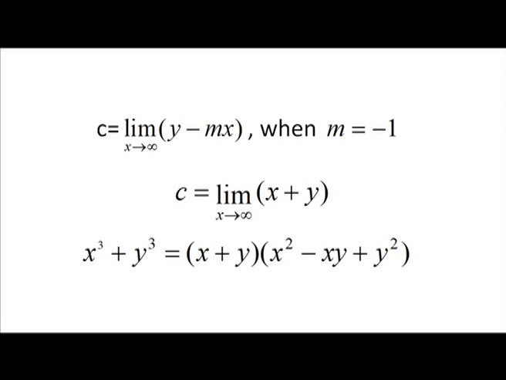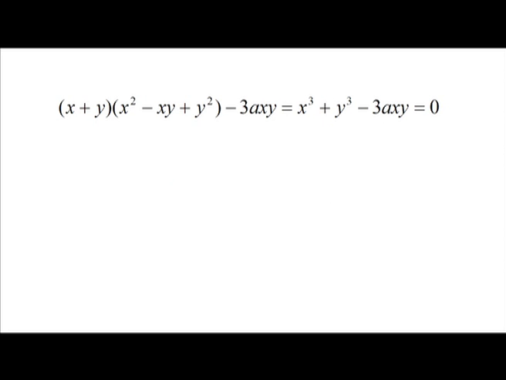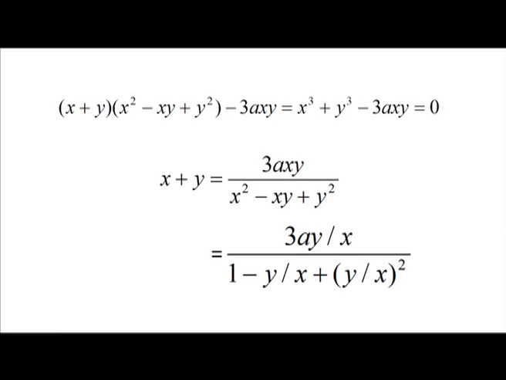We know that x cube plus y cube is equal to x plus y into x square minus x y plus y square. Thus, x plus y into x square minus x y plus y square minus 3 a x y is equal to x cube plus y cube minus 3 a x y, that is equal to 0. Hence, x plus y is equal to 3 a x y divided by x square minus x y plus y square, which is equal to 3 a y by x whole divided by 1 minus y by x plus y by x square. When x goes to infinity, we have y by x goes to m, which is equal to minus 1.